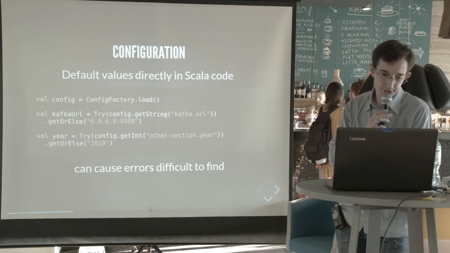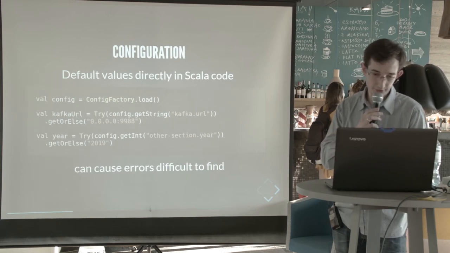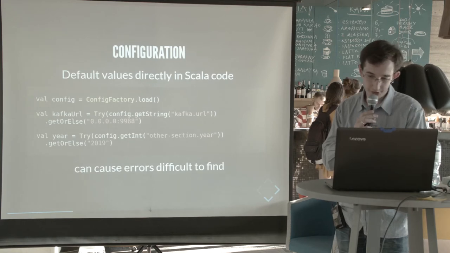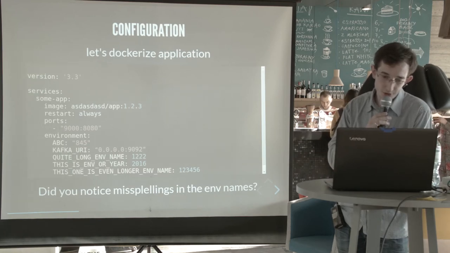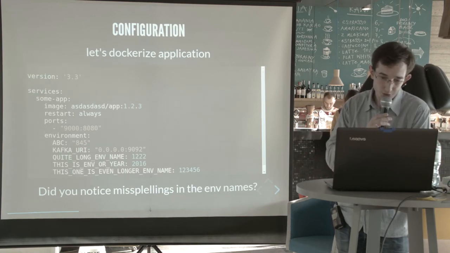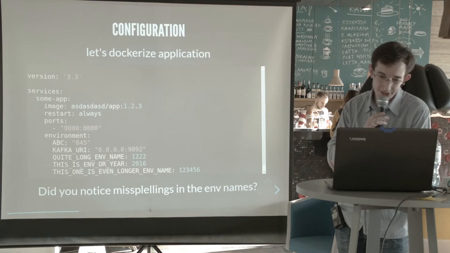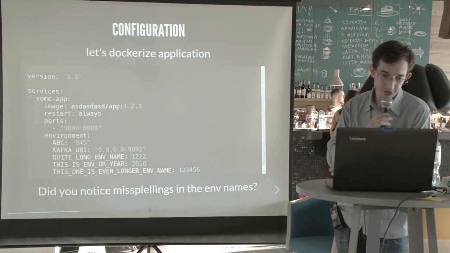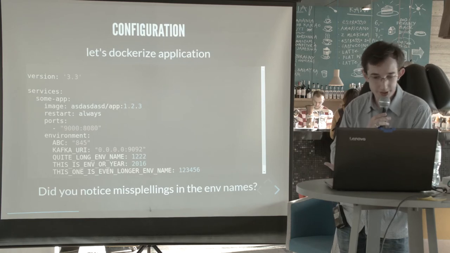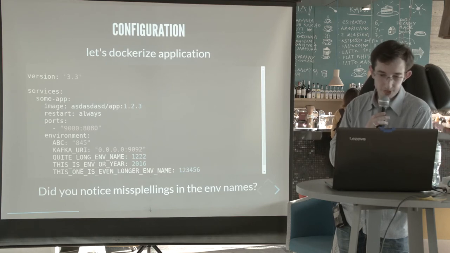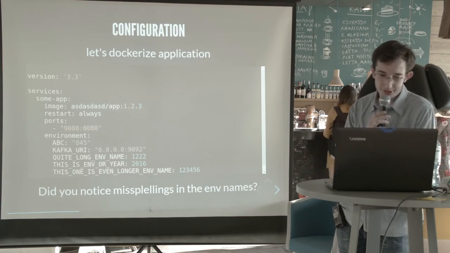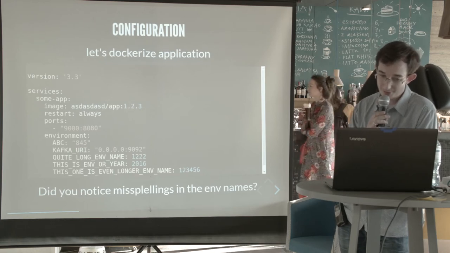Let's assume that you Dockerize your application, and then you prepare a Docker Compose .yaml file, and you have env variables for your application. If you misspell one, how can you know that? You will probably live thinking that the application works on a different set of parameters than it really does. Of course, you can print the value at program start. However, it still requires additional work, and you need to check the logs. Believe me, situations like the one I showed really happen.